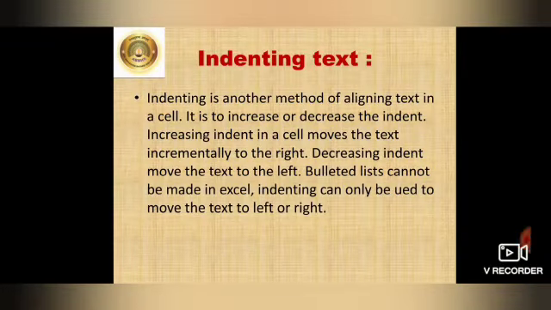So children, next we have indenting text. Indenting is another method of aligning text in a cell. It is to increase or decrease the indent, means to increase or decrease the size of the cells. Increasing indent in a cell moves the text incrementally to the right. Okay, and decreasing indent moves the text to the left.